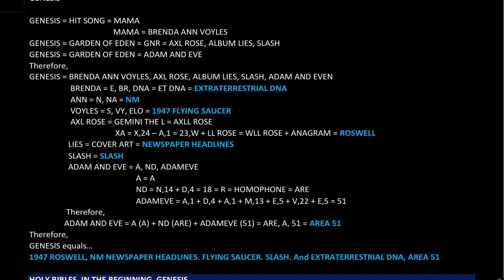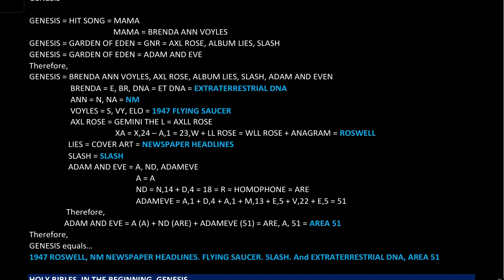All right, as I've explained in other videos, the name Brenda translates to ET-DNA, which can be expanded to extraterrestrial DNA. The name Ann translates to NM. The name Voiles translates to 1947 Flying Saucer. Axl Rose translates to Roswell. The album cover for GNR Lies features newspaper headlines. The name Slash remains the same. Adam and Eve can be rearranged to AND, Adam Eve.